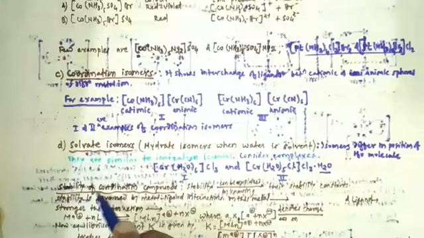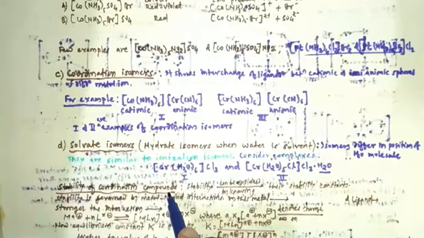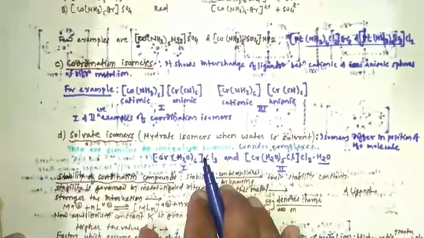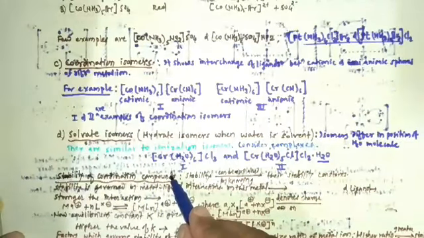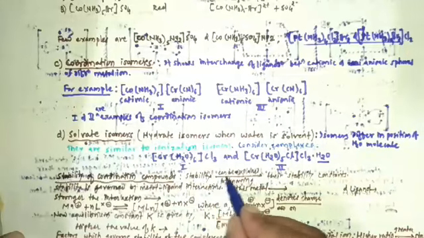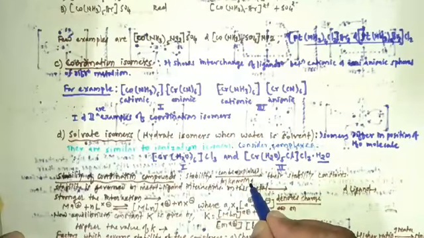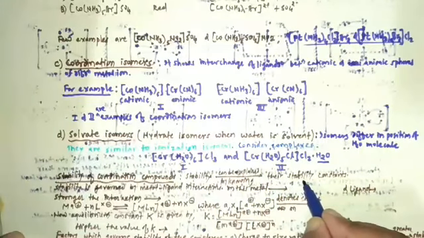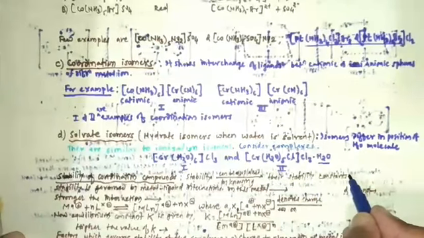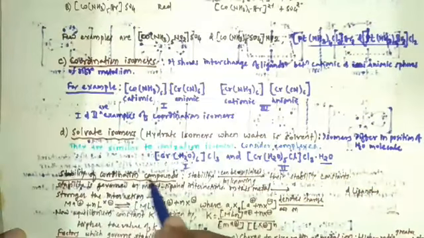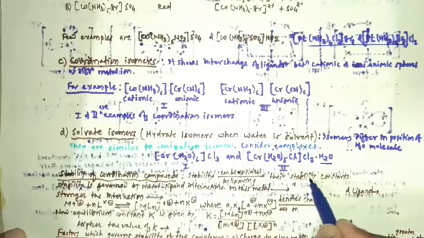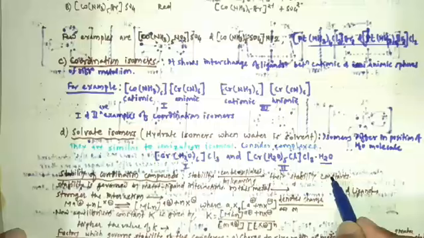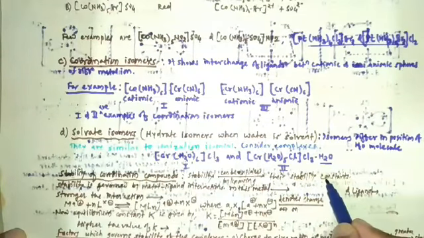Then the next topic is stability of coordination compounds. Now we are going to discuss the stability of coordination compounds. The stability of a coordination compound can be explained by knowing its stability constant, also called the stability complex constant.